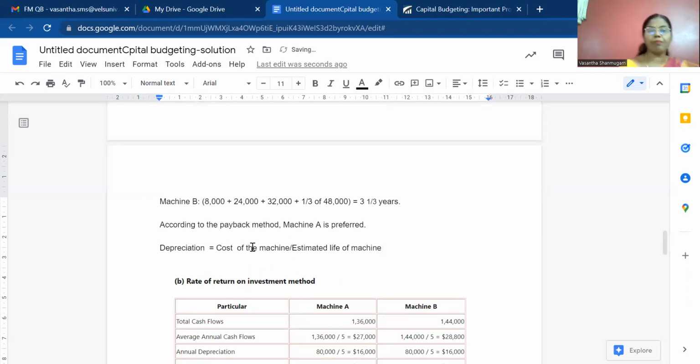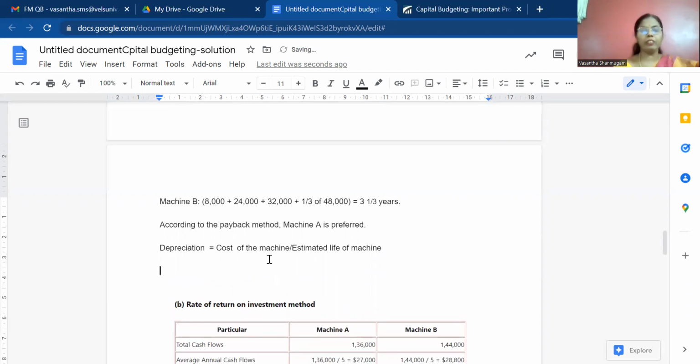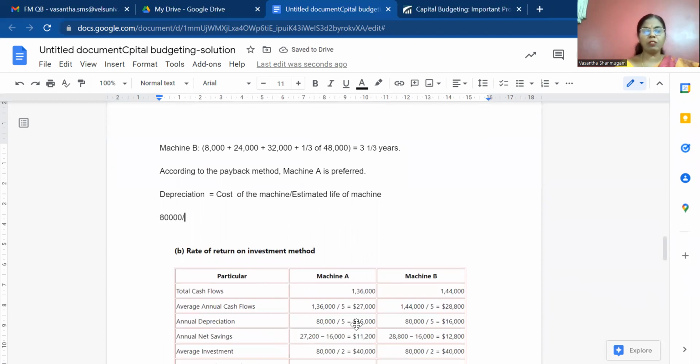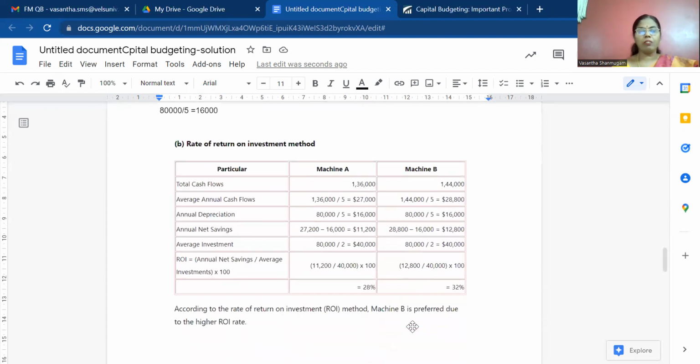Here, the cost of the machine is 80,000. Initial investment 80,000 divided by the life of the machine, which is 5 years. So what are you getting? 16,000. This is the depreciation. So here, on 80,000, it is 16,000, and here also 16,000.